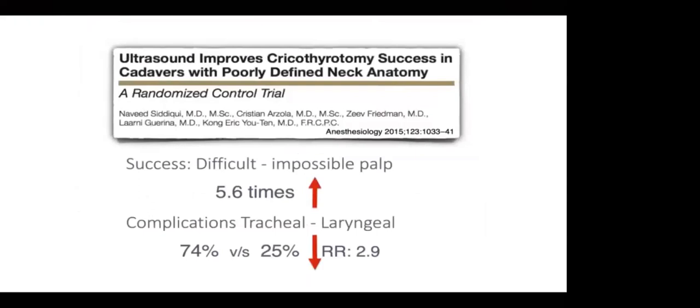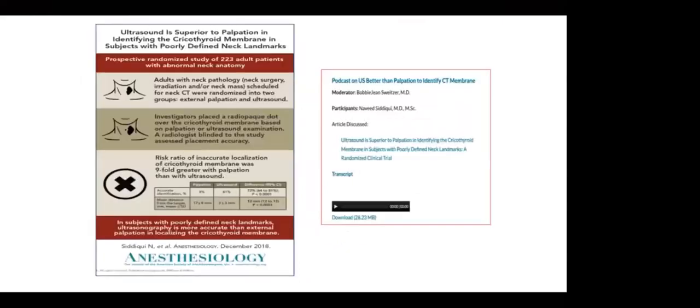In a study by our group, we asked anesthesia providers to perform cricothyrotomy on cadavers and compared the group which used ultrasound versus those who used traditional palpation method. Ultrasound increased the success rate by 5.6 times and reduced the complication with relative risk reduction of 2.9. In another study of ours, we used only the subjects that had poor neck landmarks. Again, ultrasound was superior and inaccurate localization of cricothyroid membrane was 9-fold greater in the palpatory technique for this study.